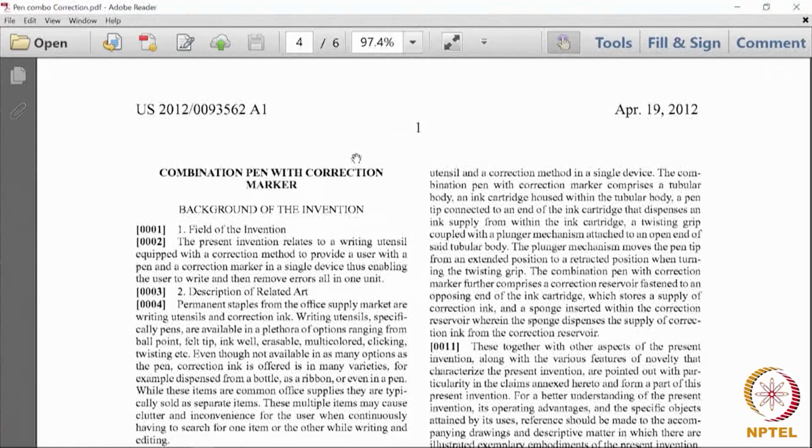So, if you want to search any other patent, you could go to google.com/patents and write the title of the invention, or if you have the claim, then you can write the claim. There is an advanced search feature. So, it will give you these documents. Here you will find that there is a title, combination pen with correction marker.